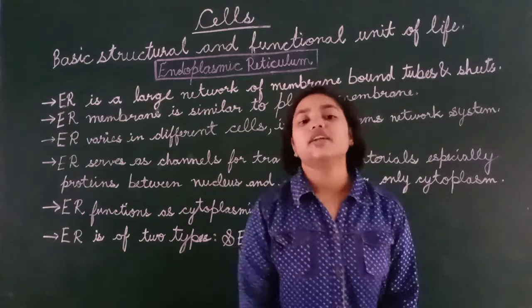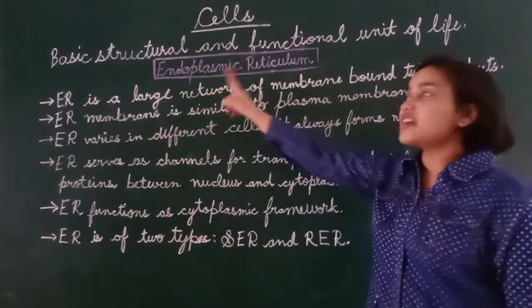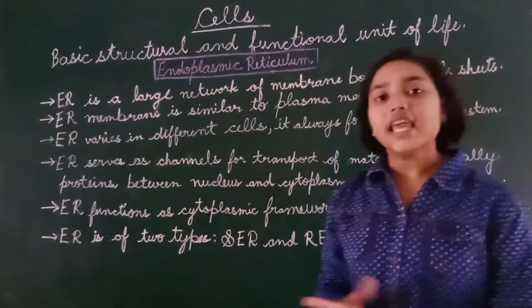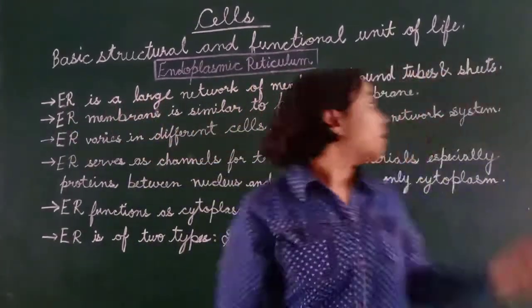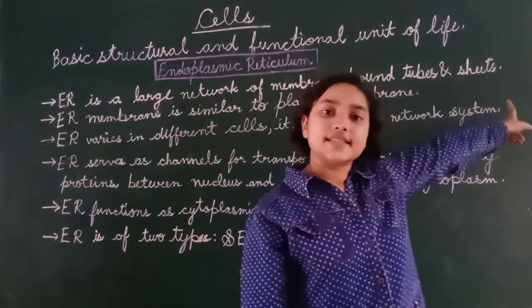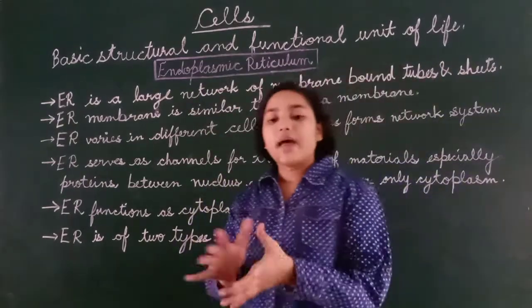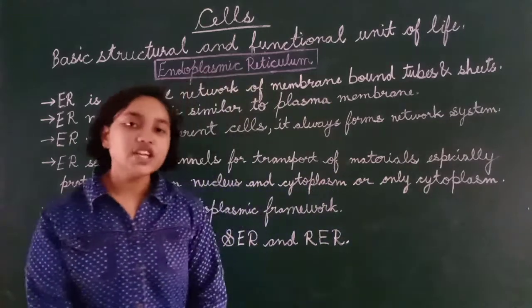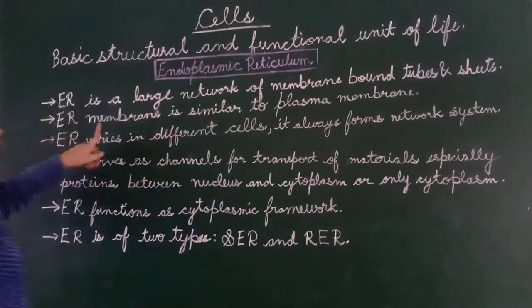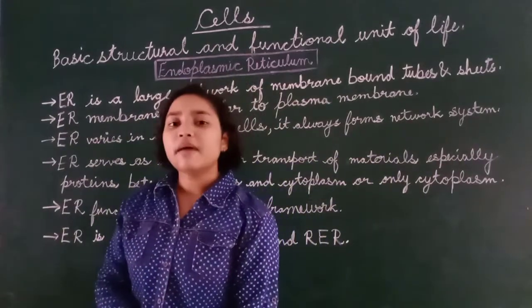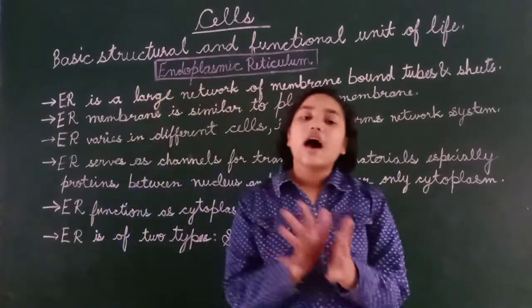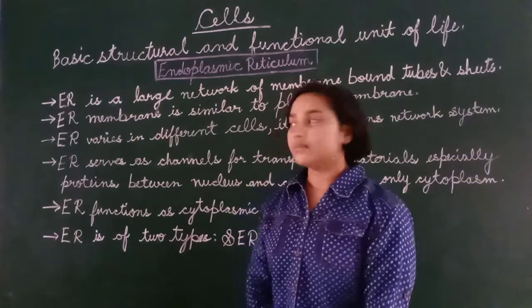So the first cell organelle is the endoplasmic reticulum, ER. ER is a large network of membrane bound tubes and sheets. The ER membrane is similar to the plasma membrane. The plasma membrane and ER membrane are both similar to each other.